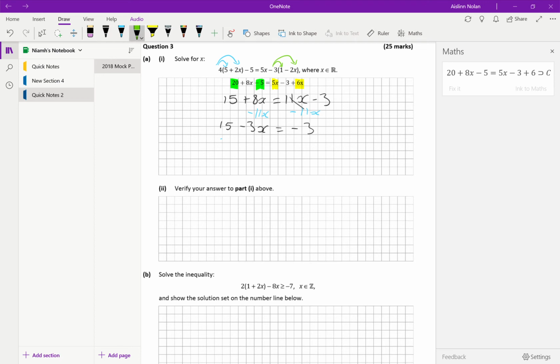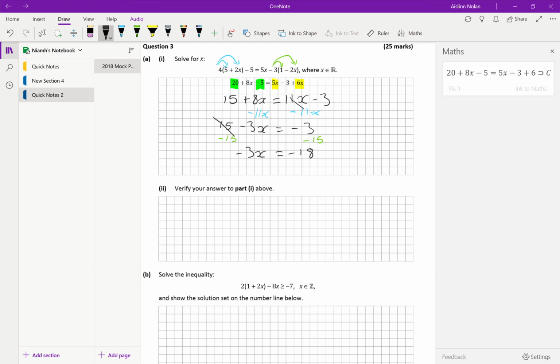Then we have this 15 on the left hand side that we want to get rid of. So let's take that away as well. If we take that away from the left hand side, we've got to take it away from the right hand side. So that's minus 3x. Minus 3 minus 15 on the right hand side there is minus 18.